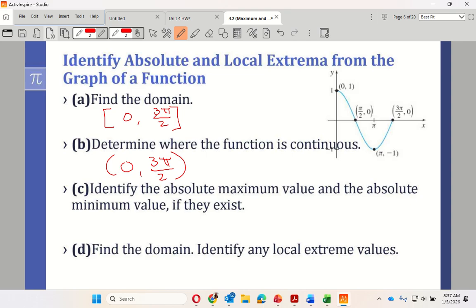Identify the absolute maximum value and the absolute minimum value, if they exist. Okay, help me out. It stops. Yeah, it stops. So it's continuous for everything in between there.